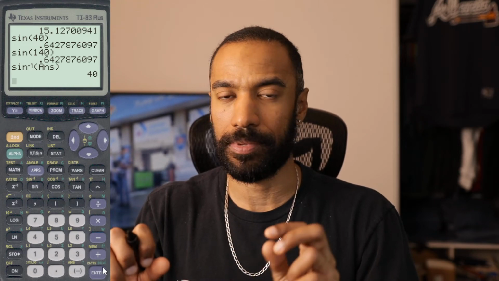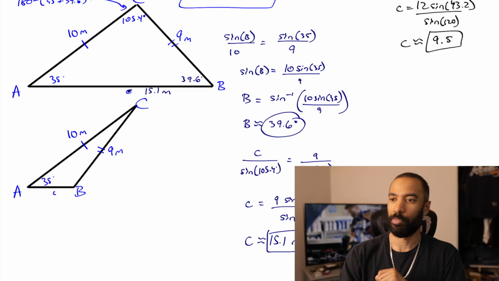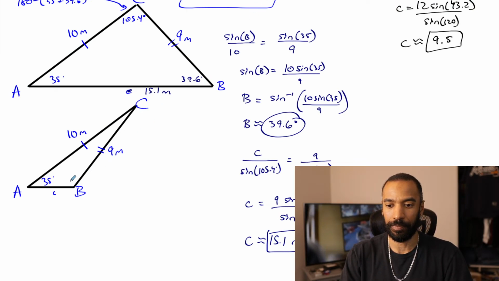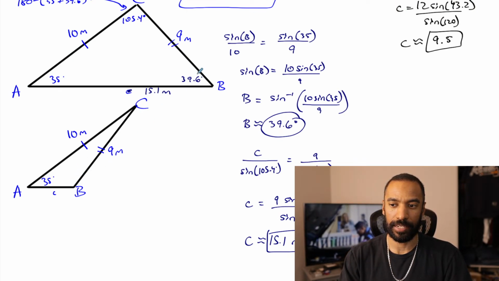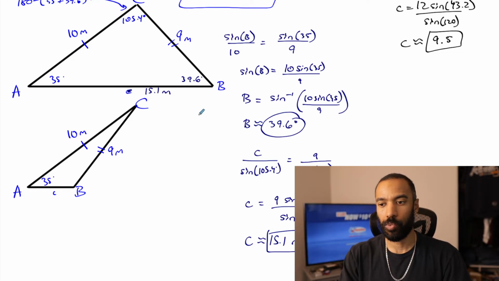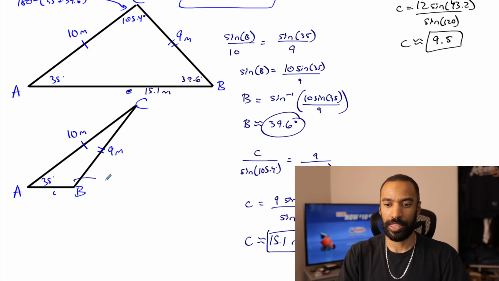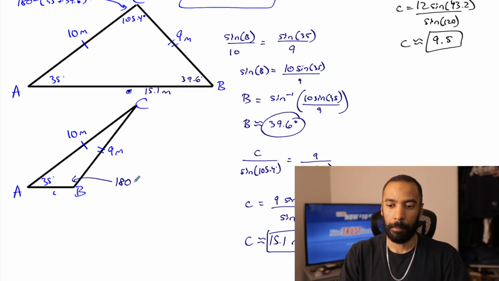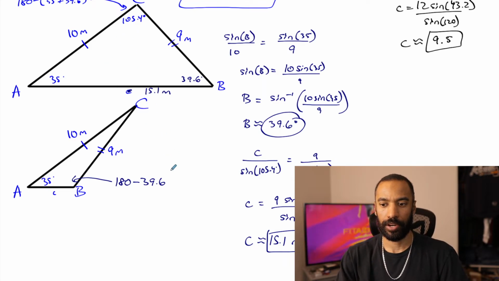But what you know is that the sine of an angle is the same as the sine of its supplement. So this will be important for this. What's important to note is this angle is actually the supplement of this angle right here that we found. It's 180 minus this one. This is 180 minus 39.6. And I'll show you why in just a moment.